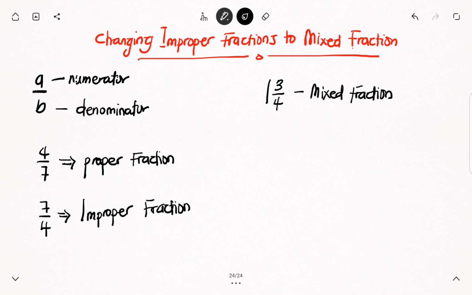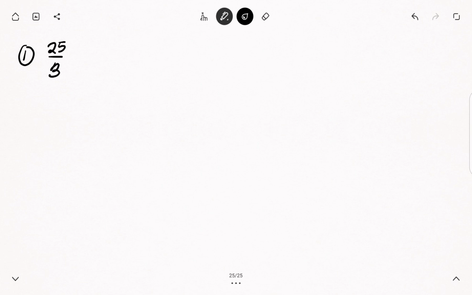So in today's video, what we want to look at is how to convert the improper fraction we have over here into the mixed fraction we have at the top. So let's have a look at some examples that we have for you today. The first example we want to look at is 25/3. Normally this conversion relies a lot on the multiplication table, so you should have your multiplication table at your fingertip.